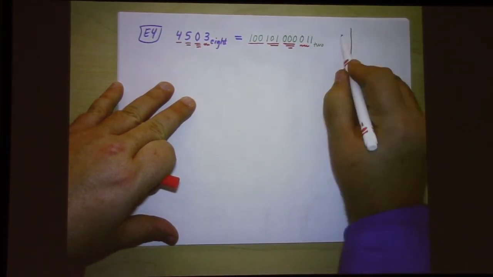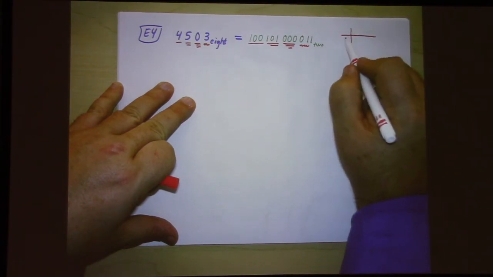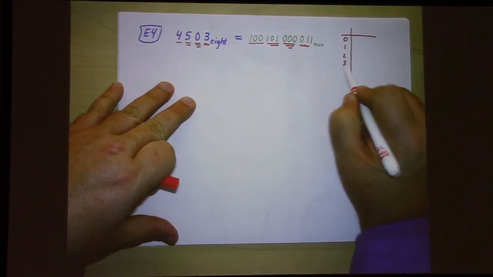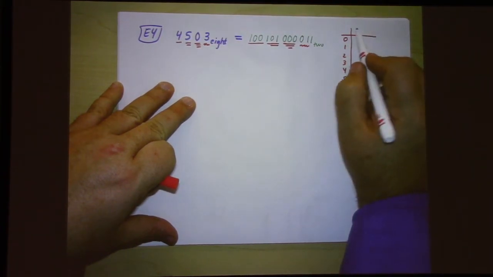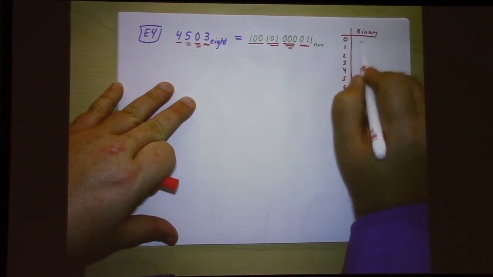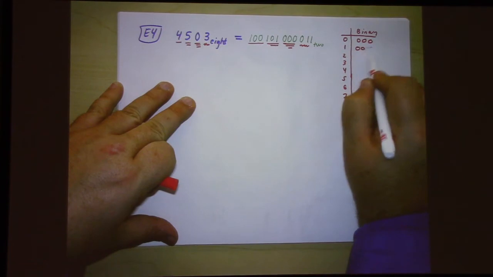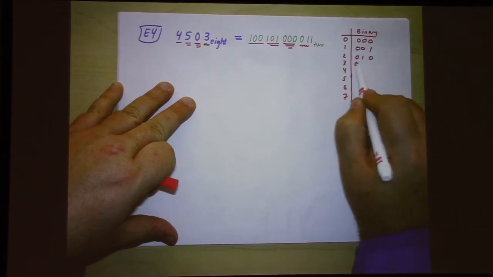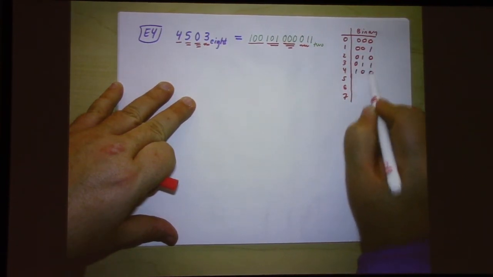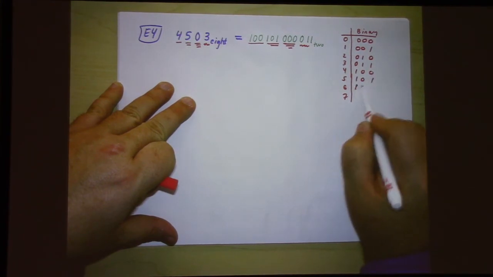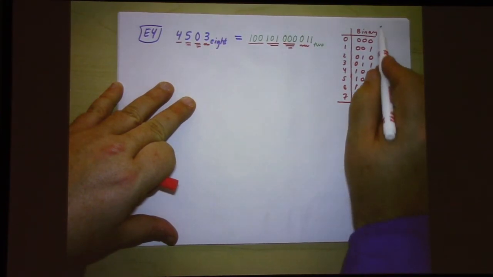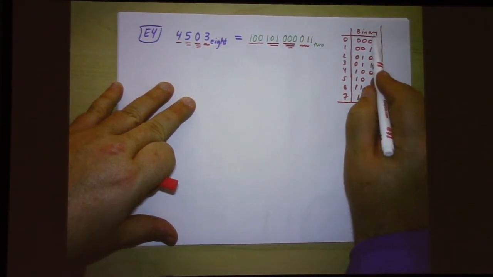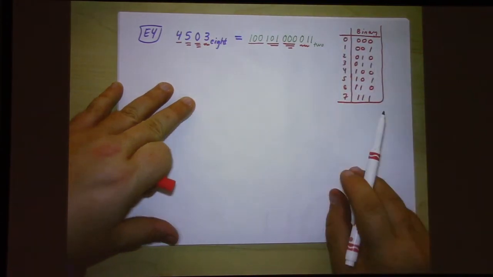So let me give us a quick table here. 0, 1, 2, 3, 4, 5, 6, 7. And here's the binary. 0, 0, 0, 0, 0, 1, 0, 1, 0, 0, 1, 1, 1, 0, 0, 1, 0, 1, 1, 1, 0, and 1, 1, 1. So there's your quick rundown of the binary equivalents of the octal digits, 0 through 7.